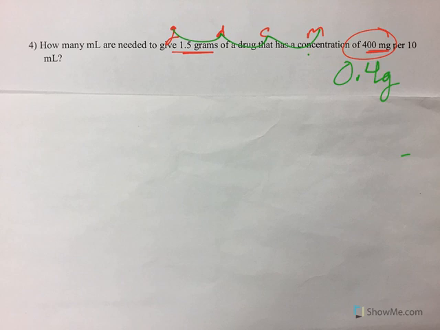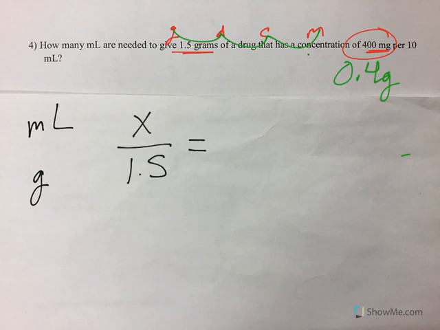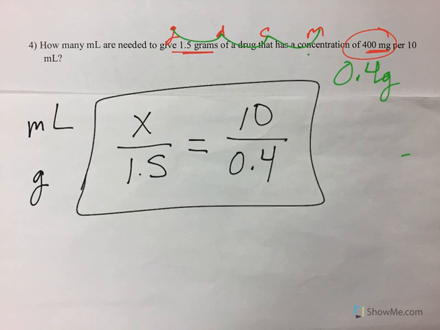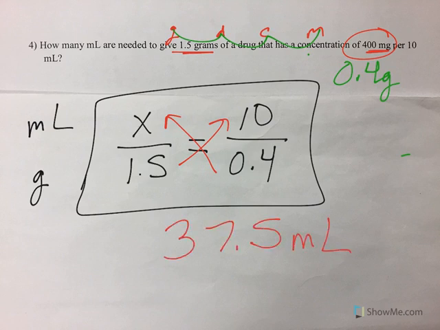So now I can set up my proportion. I'm going to go milliliters on top, grams on the bottom. So how many milliliters are needed to give 1.5 grams if we know there are 10 milliliters for 0.4 grams? Doesn't matter which one you put on top, you just have to be consistent, right? Right now I have grams on the bottom, milliliters on the top. I cross multiply, I divide, and I end up with 37.5 milliliters.